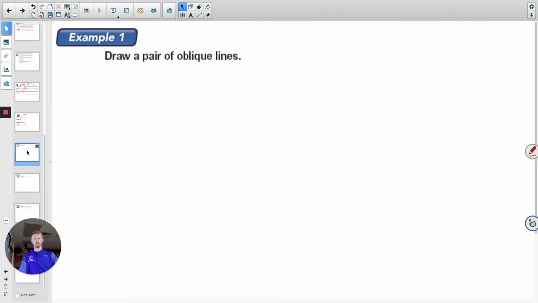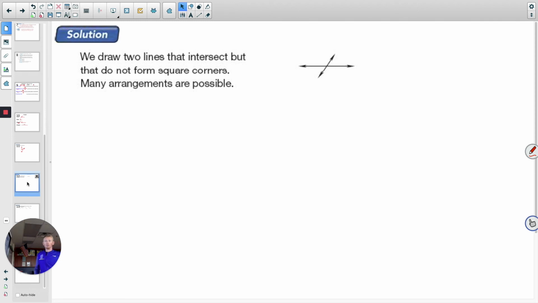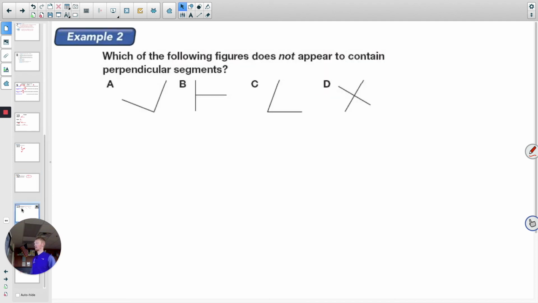Draw a pair of oblique lines. Now if you have this written down, you already have it in front of you. Oblique lines are lines that aren't parallel, they aren't perpendicular. So I'm just going to draw like this. There's one of my lines, and the other one I'm going to draw like this. There, oblique lines. They're not parallel, but they're not perpendicular either. We draw two lines that intersect but that do not form square corners. Many arrangements are possible. So this is another example of an oblique pair of lines.